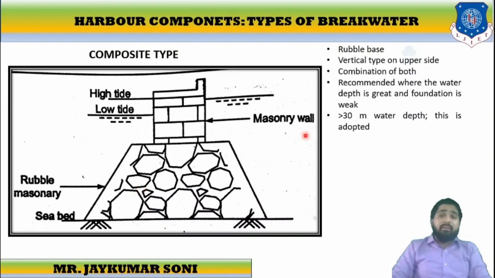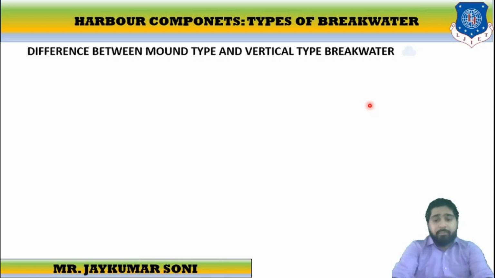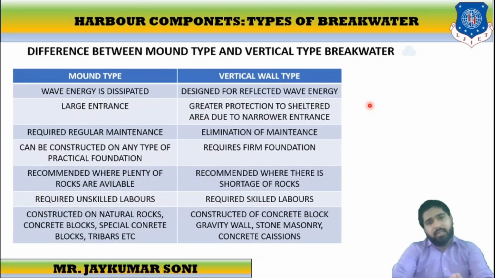It is recommended where the water depth is quite great and the foundation is quite weak, because the rubble stone masonry will help maintain the stability of the foundation. If the water depth is more than 30 meters, then this is adopted as a major criterion. Now let us discuss the rubble mound type and vertical type.